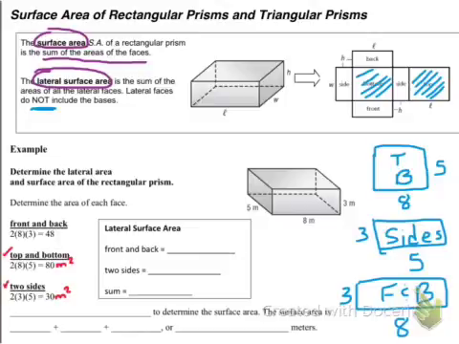And then the front and back are both 3 by 8, but there are two of those. 3 times 8 is 24, and 24 times 2 is 48. And that would be square meters.